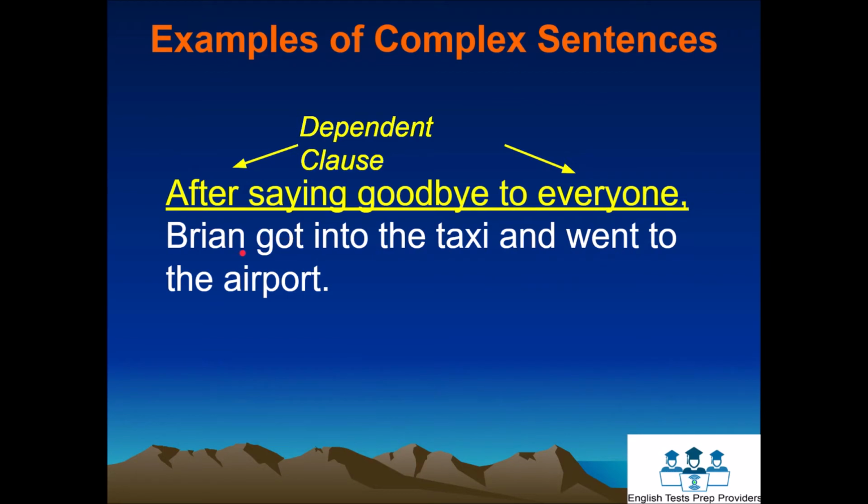Now, you could also transpose a complex sentence. You can begin with Brian got into the taxi and went to the airport after saying goodbye to everyone. So that is the beauty of the complex structure. You can reverse the structure: independent clause, then dependent clause, or dependent clause, then the independent clause. Moving forward.